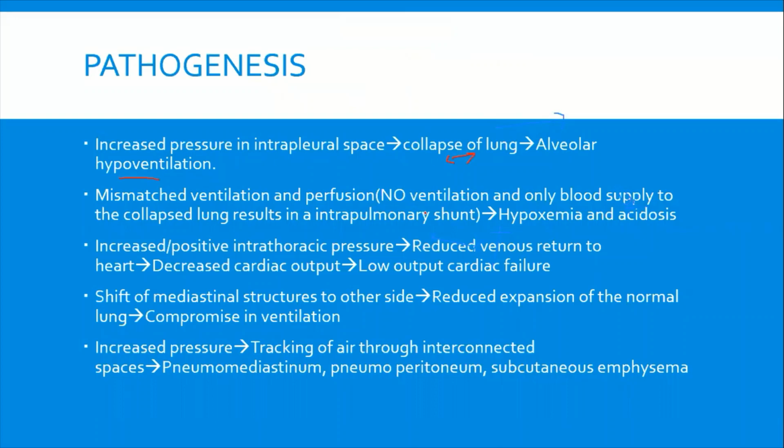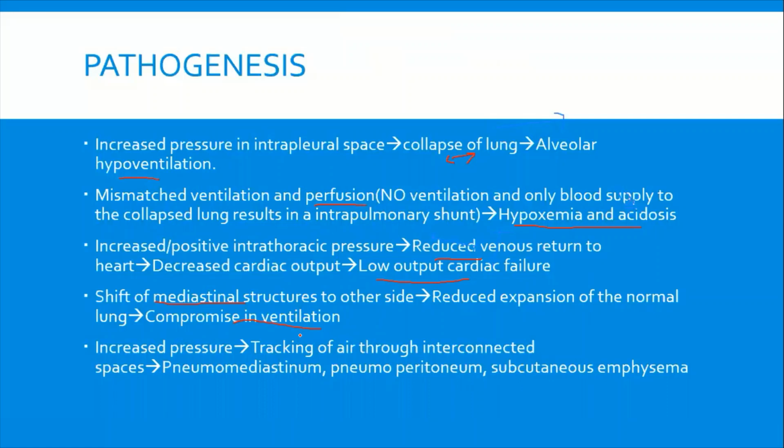Correct? Next, without alveolar ventilation, there is just perfusion happening. Only blood supply is happening. So there is intrapulmonary shunting, hypoxemia and acidosis. Correct? Next, due to increased pressure, there is reduced venous return and reduced cardiac output, so low output cardiac failure. Then there is shift of mediastinal structures to the other side, and the normal lung is unable to expand, resulting in further compromise of ventilation. The affected lung is also not ventilating, the normal lung is also not ventilating. Ultimately, this child will end up with hypoxemia and acidosis.